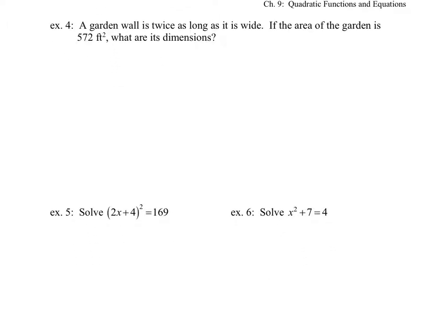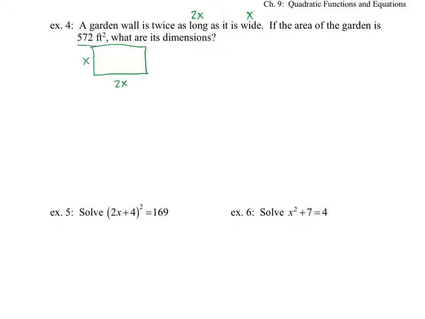A garden wall is twice as long as it is wide. The area of the garden is 572 square feet. What are its dimensions? All right. Well, if it's twice as long as it is wide, we're all about finding x. So I'm going to say its width, maybe we'll call x. And if it's twice as long, its length has to be twice that, so its length will be 2x. So you could look at it as though you have this garden wall that is x by 2x.